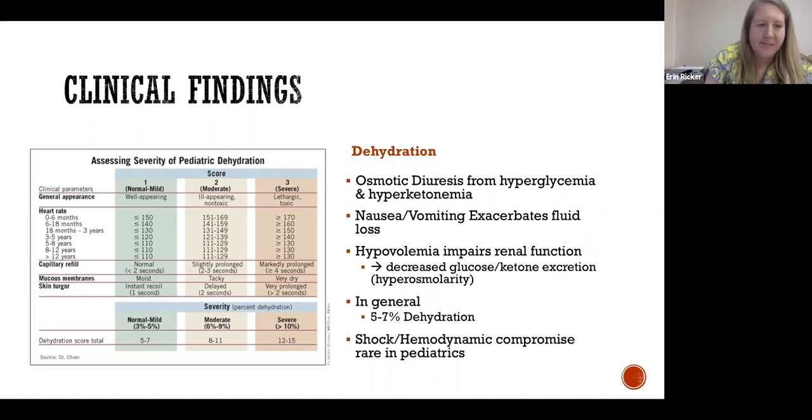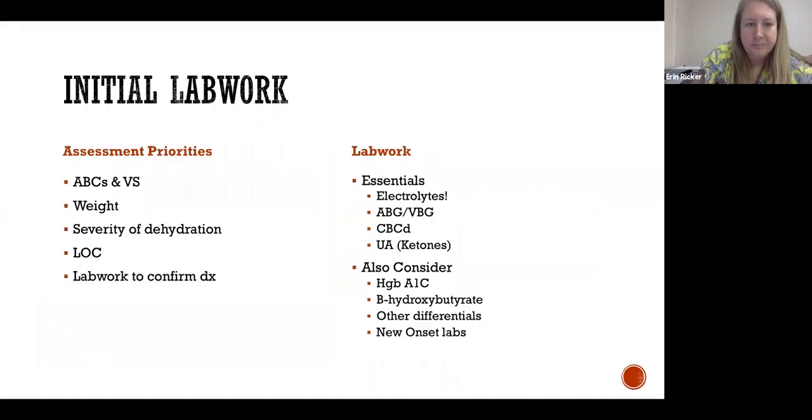On the left, I have included the severity of pediatric dehydration scores, so we can kind of get a sense of how dehydrated they are. Again, it's important to look at their heart rate, their capillary refill, what their mucous membranes look like, how sunken their eyes are. And this helps you determine what your percent of dehydration is, which is really important for your calculations in the future.